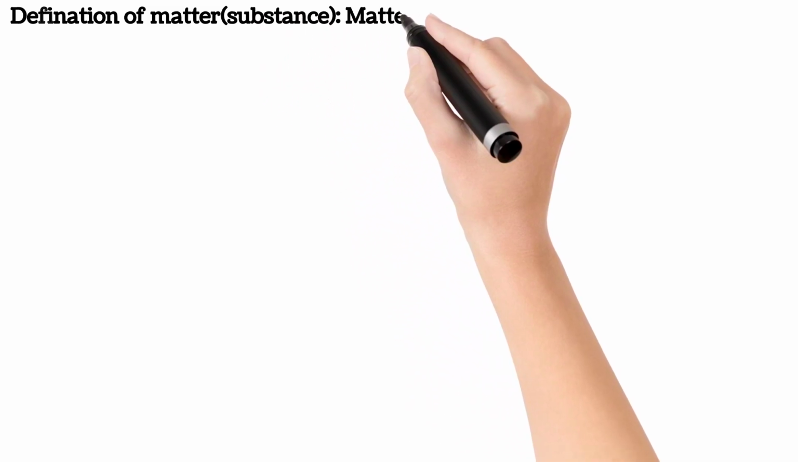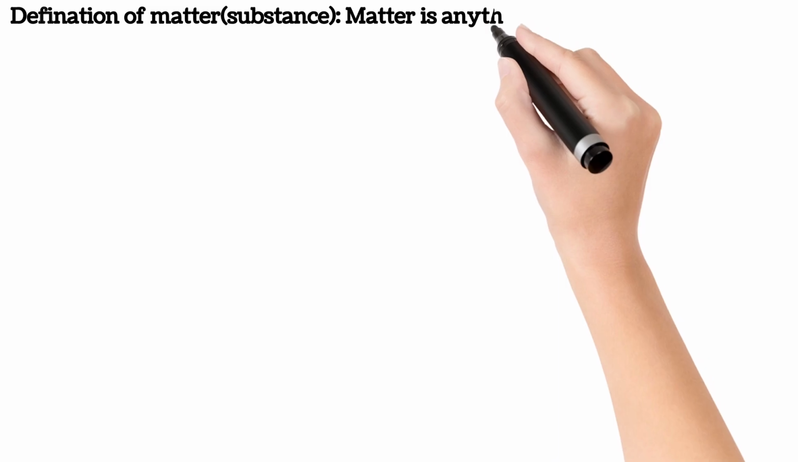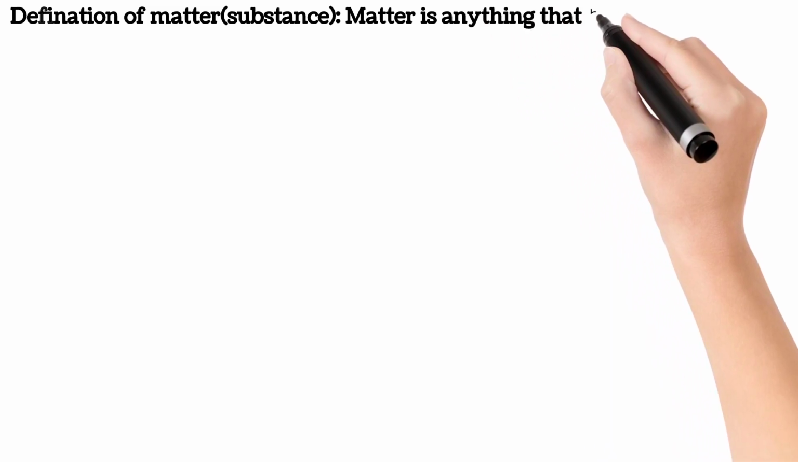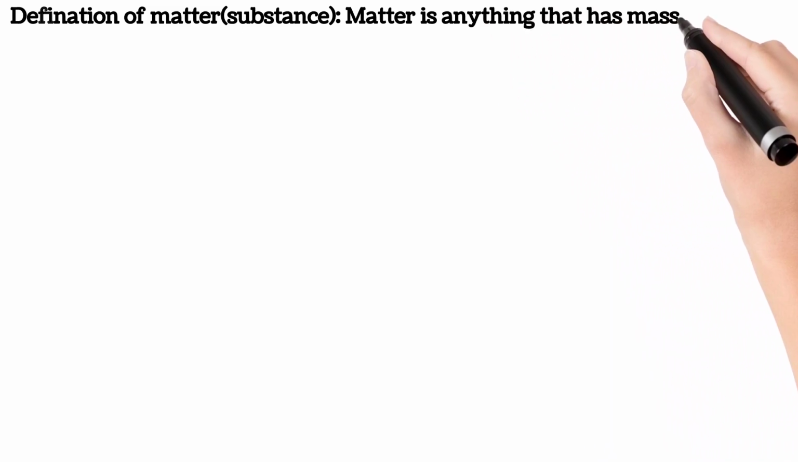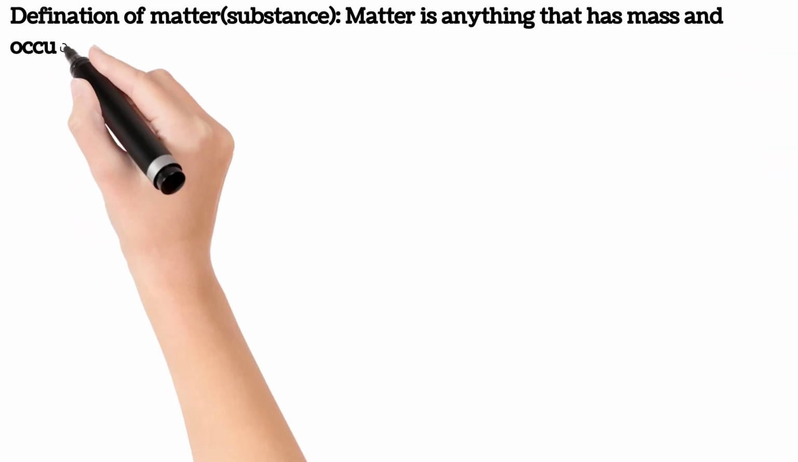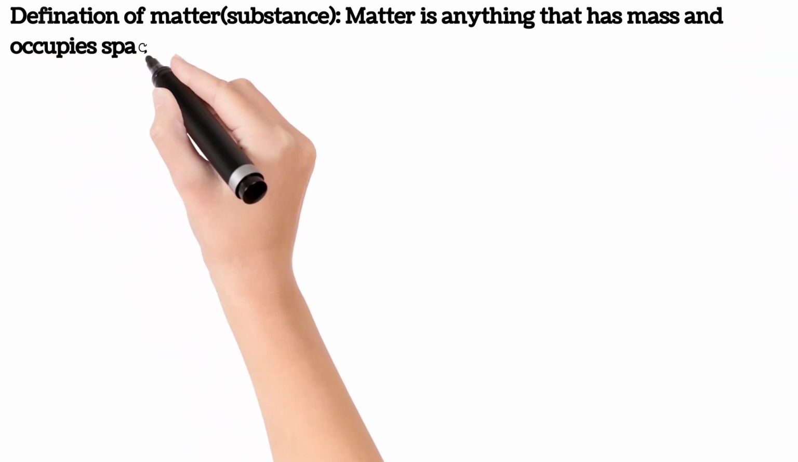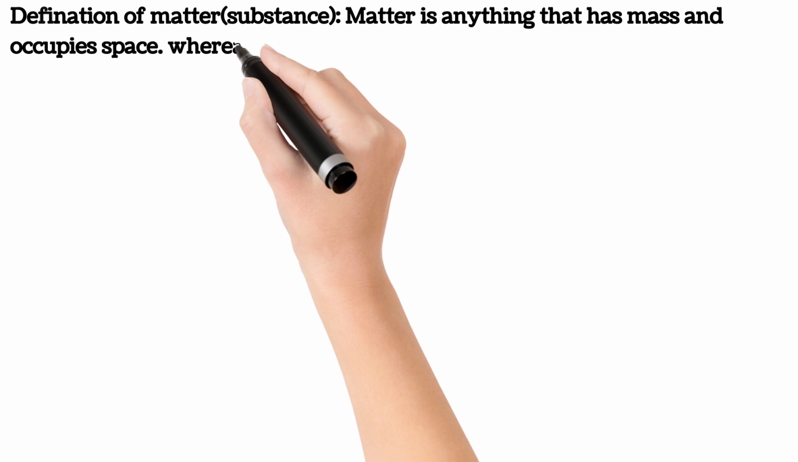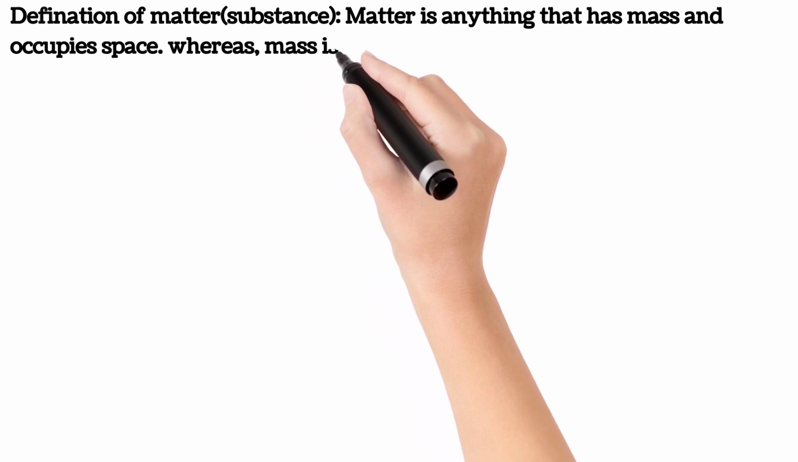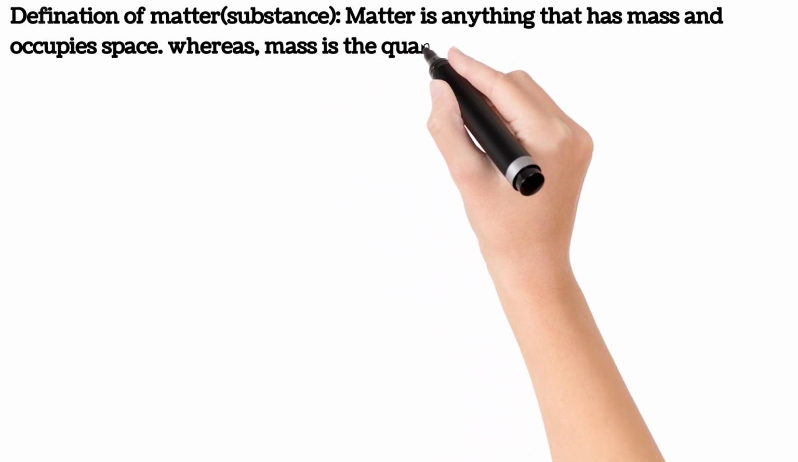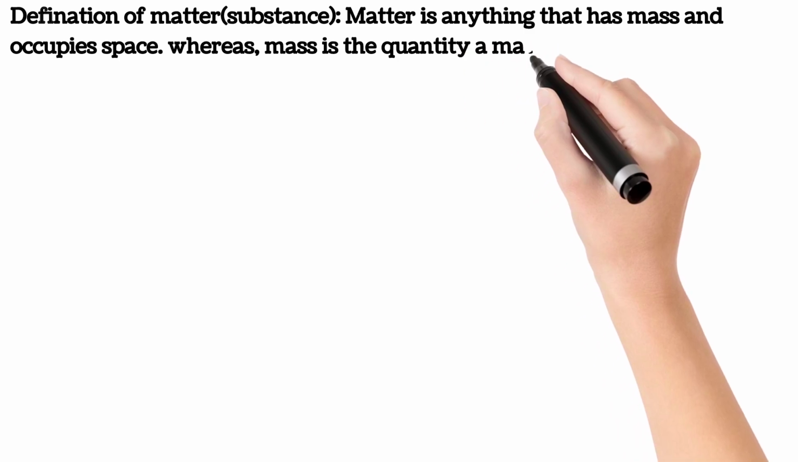Matter is anything that has mass and occupies space. Whereas the mass there is the quantity a matter contains.